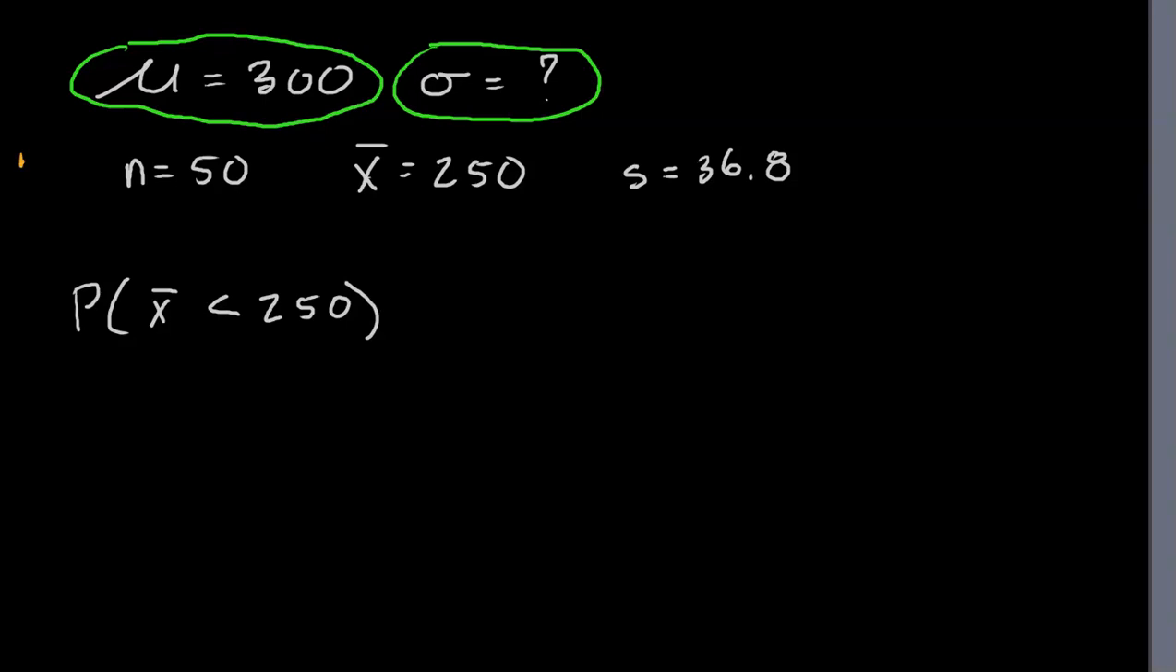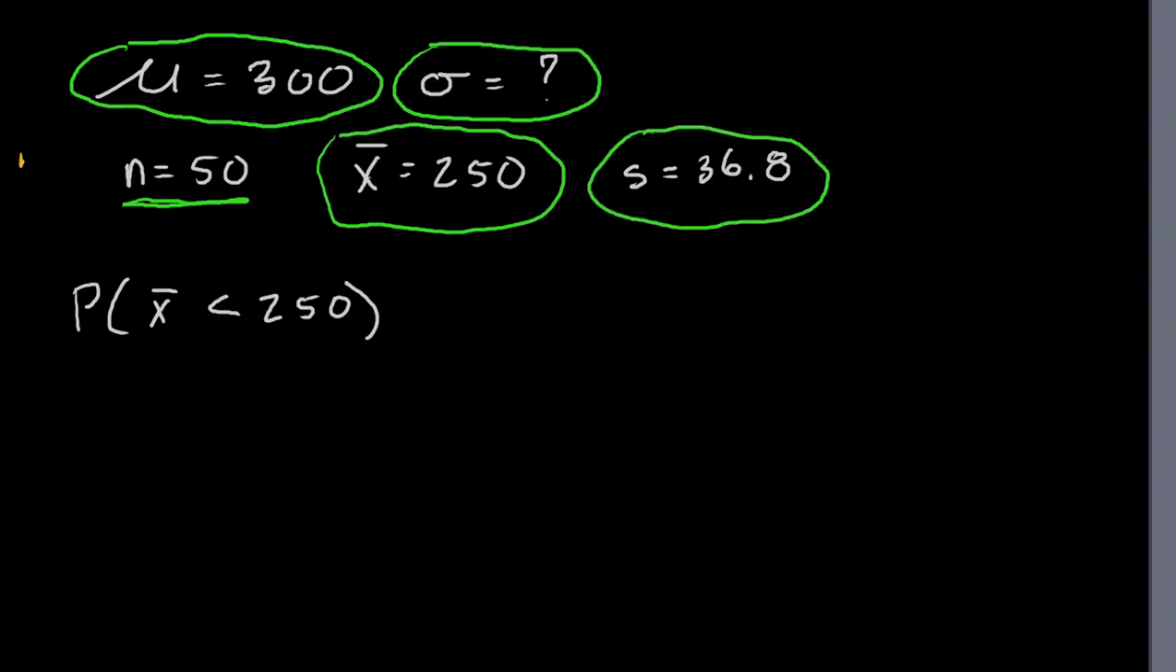Okay, so now we're going to look at a sample of 50 dolphins, kind of similar to what we did before. And this time, we got a sample, right? So it's not like our sample's unknown. We got a sample. And the sample mean was 250 pounds. Okay, interesting. And the standard deviation was 36.8. Now, this is the standard deviation of our sample.